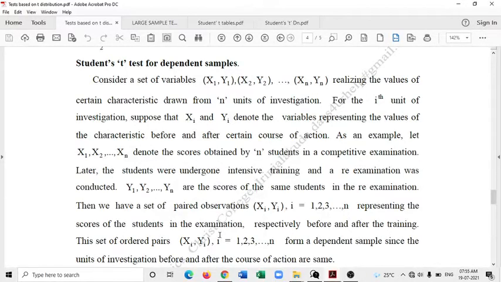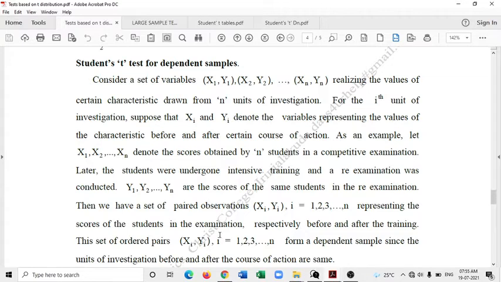In this section, we will consider the application of Student's t-distribution for testing dependent samples. The test is also known as the t-test for paired observations. Here we consider a set of variables given in pairs, that is x1, y1, x2, y2, etc., xn, yn. Here, the first element of the pair represents the variables of the units representing the sample before the units undergo certain treatment, and y1, y2, etc., yn represent the readings from the same units after they undergo certain treatment.